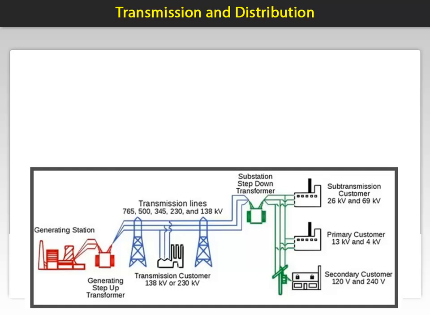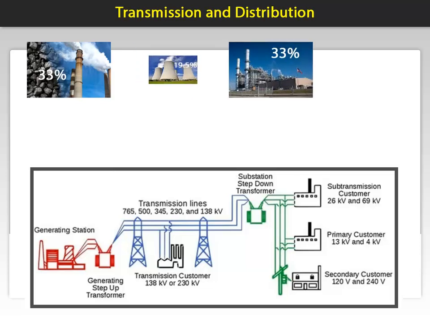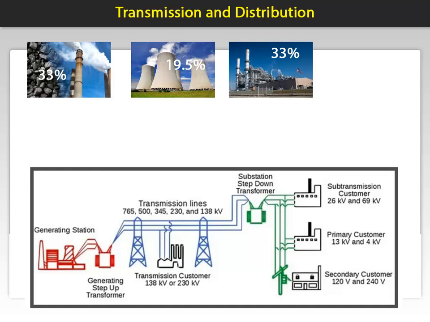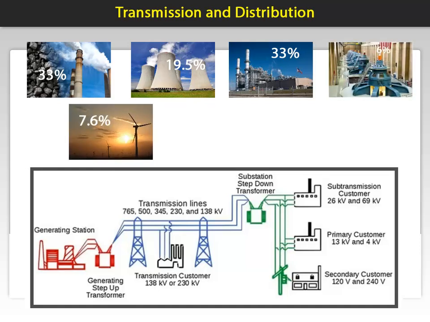The electricity is generated from these sources: coal 33%, natural gas 33%, nuclear 19.5%, almost 8% from non-hydro renewables like wind or solar, 6% from hydro and less than 1% from oil.